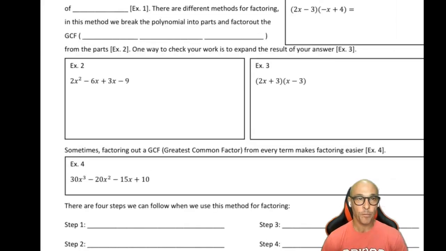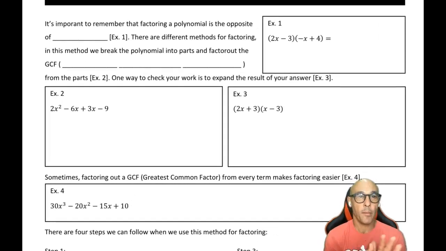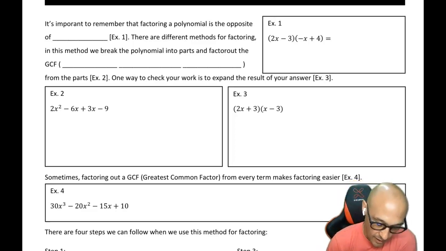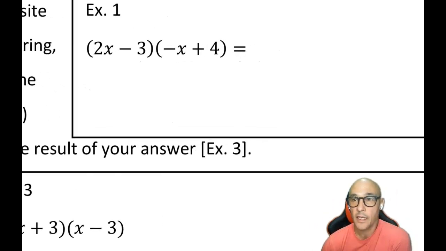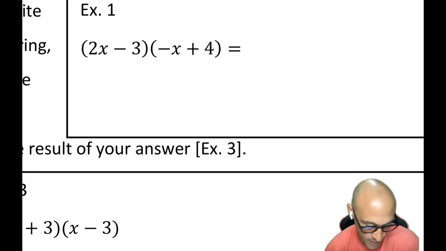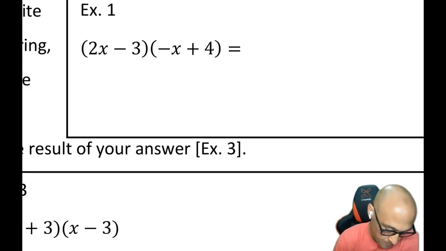Factoring by grouping. It's important to remember that factoring a polynomial is the opposite of expanding. And example 1. So we're going to look over here at example 1. This is expanding a polynomial. And remember, we use FOIL here.